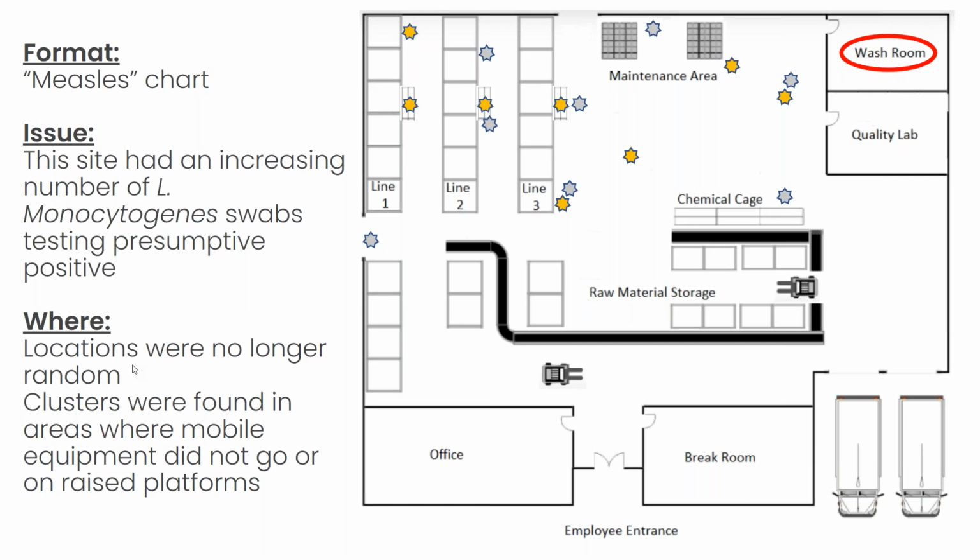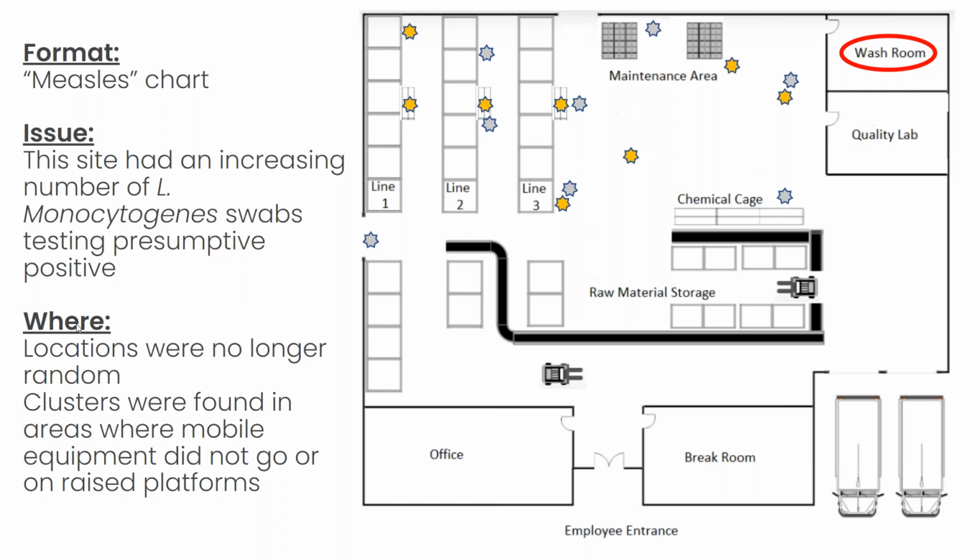I color coded by month where those presumptive positives were being identified. And what we found was mobile equipment couldn't go to the areas where the presumptive positives were being found. We were finding it on platforms where people stand. We were finding it between racks where only people could go. So we really hadn't done a good root cause analysis. So once we transformed the data into a measles chart and identified the locations, what appeared to be random were no longer random.